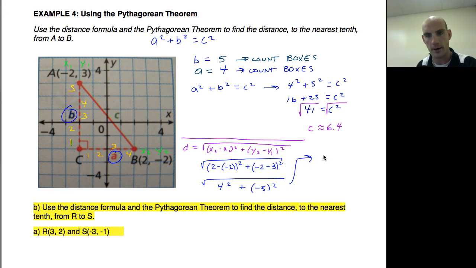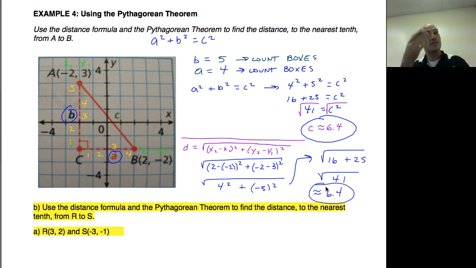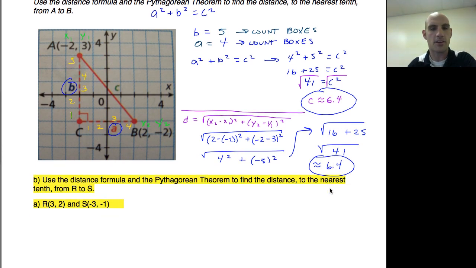Hopefully you see where this is going. Square root of 16 plus 25, square root of 41, which is approximately equal to 6.4. Notice, I get the same answer in both cases. This is good. That means that the Pythagorean theorem works, but also the distance formula works. I would like for you to try this next one on your own, see what you come up with.